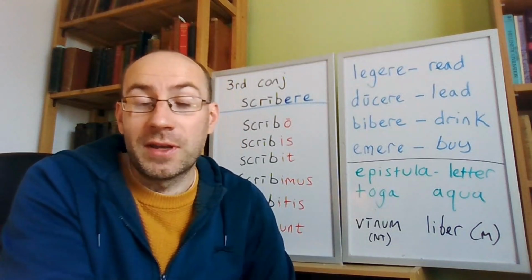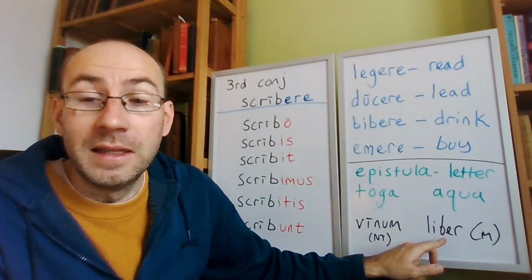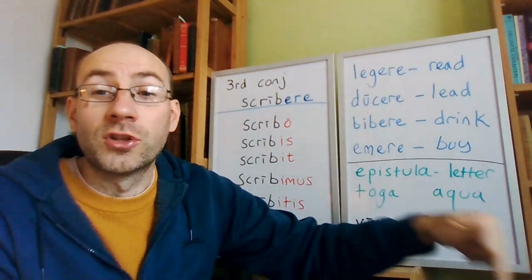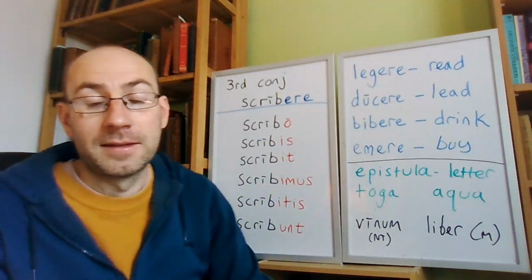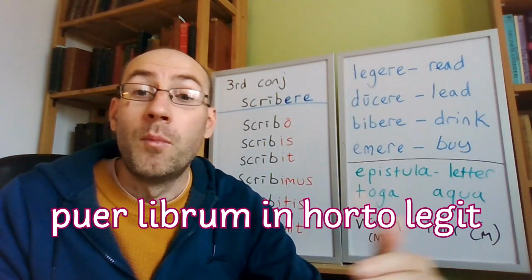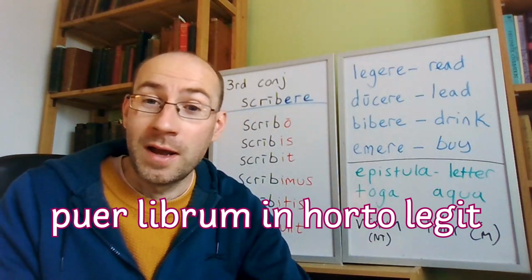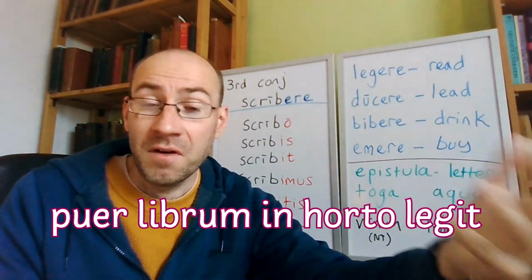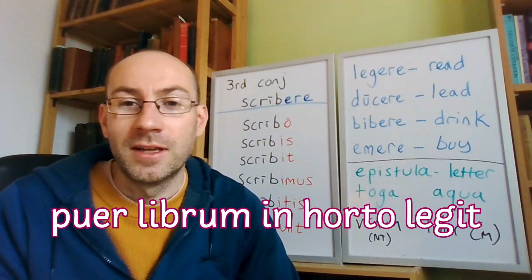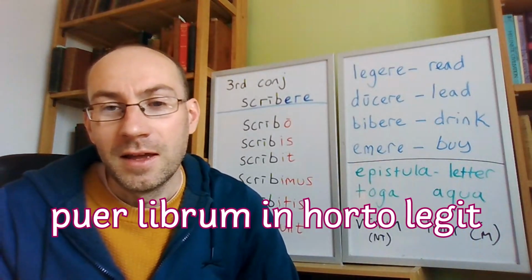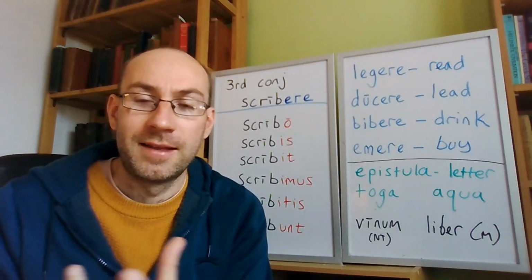The boy reads the book in the garden. Puer. Got to change it to accusative. Librum. In horto. Legit. Legere. Puer librum in horto legit. Librum puer in horto legit. Remember that the accusative very often comes at the beginning in the Latin sentence, unlike in English. So you have to keep reading to discover which is your nominative, which is your subject, who is in charge of the verb. In this case, puer legit.